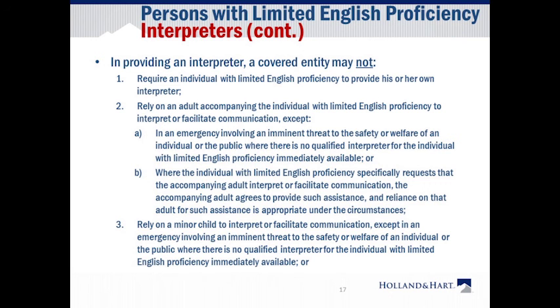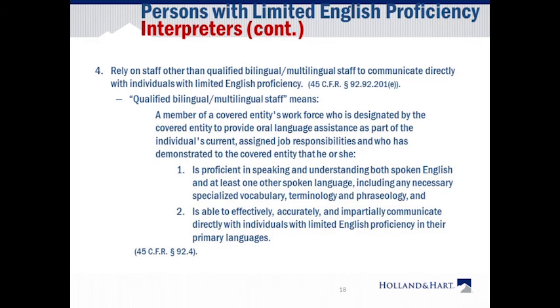Three, relying on a minor child to interpret or facilitate communication, except in an emergency involving imminent threat to the safety or welfare of the individual or the public where there is no qualified interpreter for the individual with limited proficiency immediately available. Again, we don't want to rely on children because the adult may feel uncomfortable using certain words or explaining certain situations that the child is being counted on to interpret. And so in that situation, we don't allow for kids to be the interpreter unless it's an emergency situation.